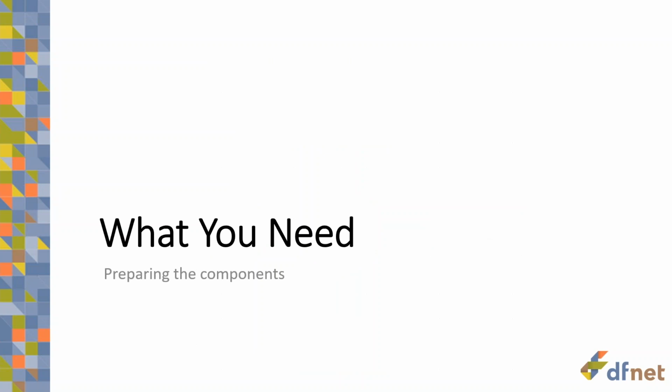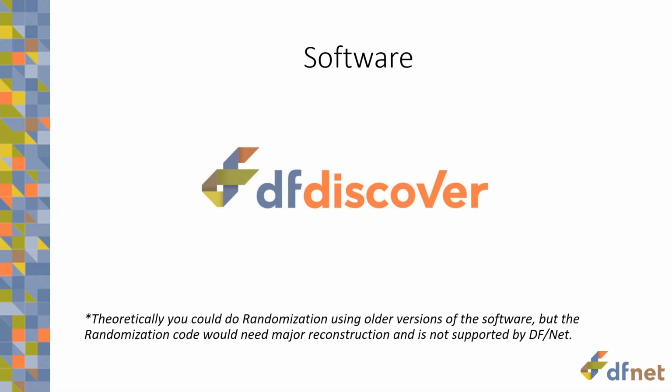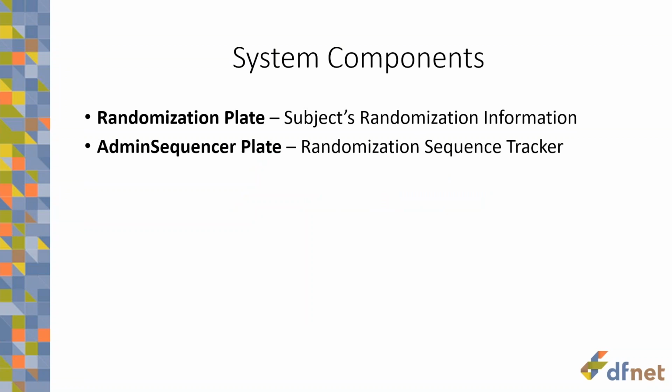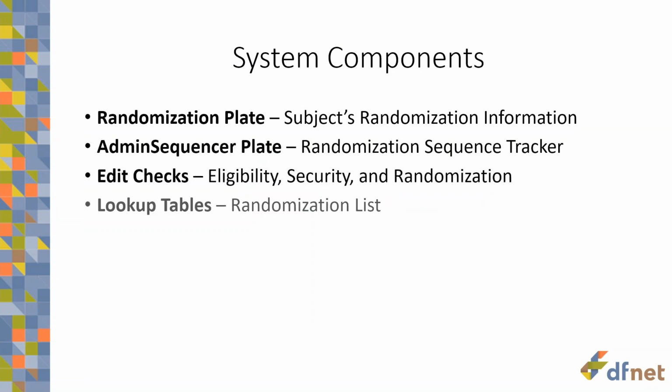With that being a brief overview of what was covered 2 weeks ago, let's dive into exactly what we'll need to create this system. First thing is the software. You're going to need DFdiscover. That's the first component. The next components are the randomization plate, the admin sequencer plate, edit checks, and lookup tables. So these four components together will ensure that the system runs smoothly.